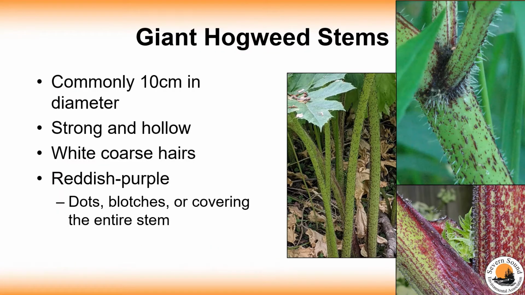Giant hogweed stems are key in the identification of this plant. These stems are sturdy and commonly grow to a diameter of 10 centimeters. They are strong and hollow, with coarse but not spiky, bristly white hairs. These hairs grow most densely where the leaves connect to the main stem. They have reddish-purple markings that can appear as dots, blotches, or even cover large portions of the stem, coloring the majority of it in the reddish-purple color, which can be seen in the bottom right photo.